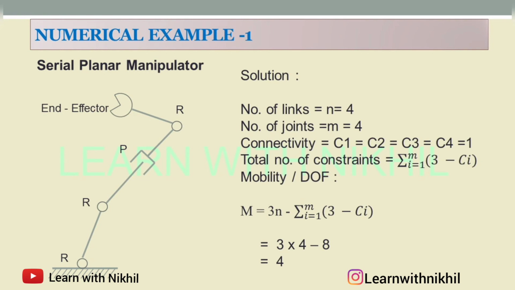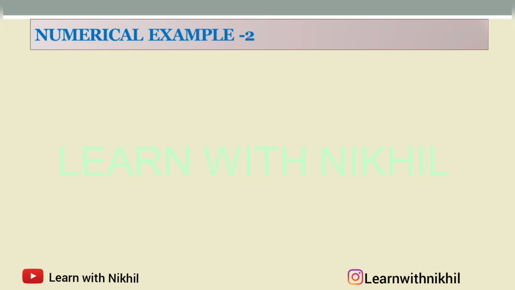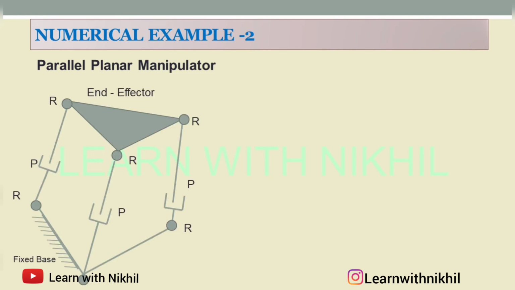Hope this makes it clear with Grubler's criterion. I'll take one more example. Now moving towards numerical example 2. Here we are considering a parallel planar manipulator. This is the image of a parallel planar manipulator. The previous one was serial; this is the parallel robot. Now I'll explain this first. This is a fixed base. This is the base attached. Then you have these different links. These are the links, and these are the joints.